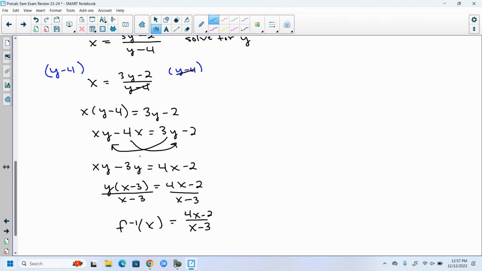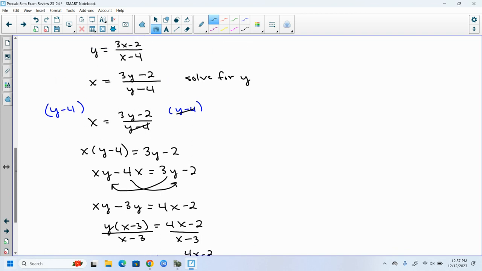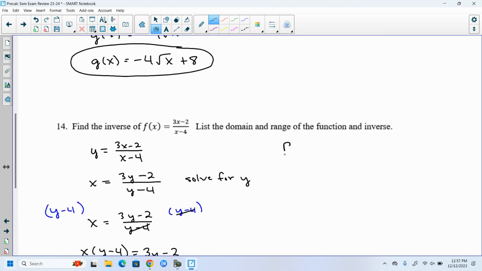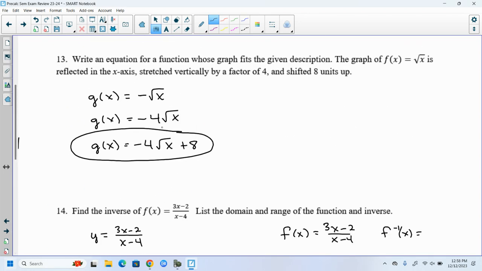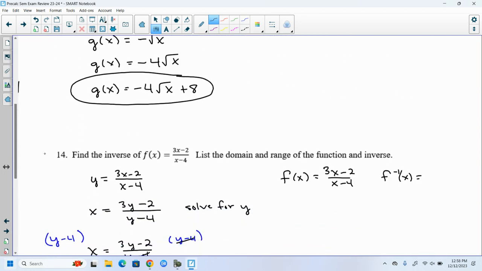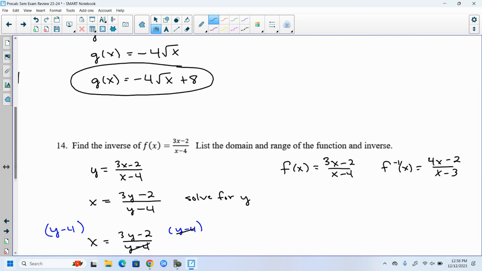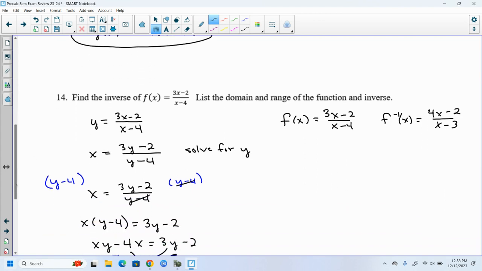All right, I got to find the domain and range of both of those. So let me go back up here. f of x is my original function, 3x minus 2 over x minus 4. F inverse of x, what was that? 4x minus 2 over x minus 3. All right, now let's do the domain of the function. Let me see, I want to organize this.